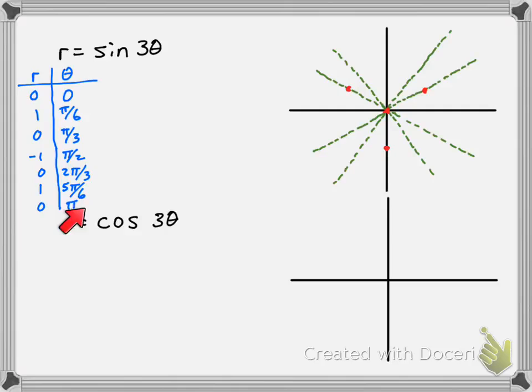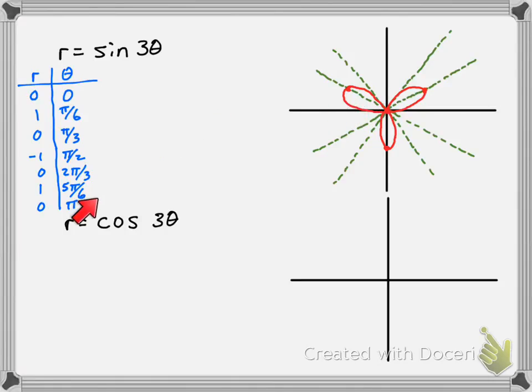Now I only went through pi because when you start doing all the rest of the angles through 2 pi, the points actually end up plotting out to be the same points that are on the graph here, these 4 points. All right, so we're going to start out at 0, 0, and then we go to 1 at pi over 6. So we're going to start here, go this way, and then we come back to 0. Then we go to -1, back to 0, out to here, and then back to 0 again. So that ends up being what this looks like.